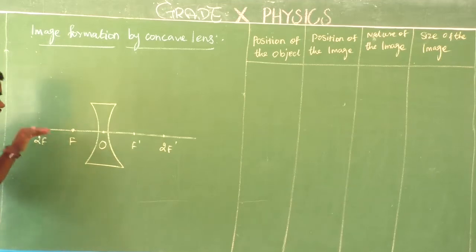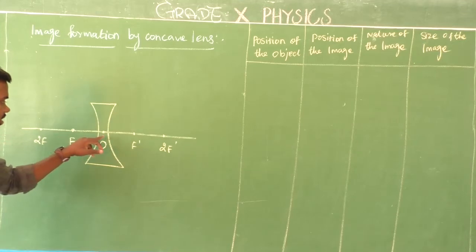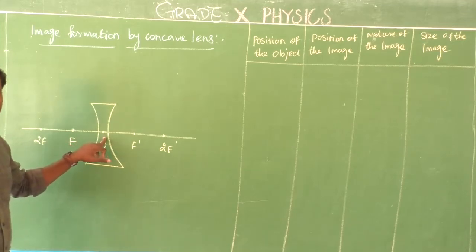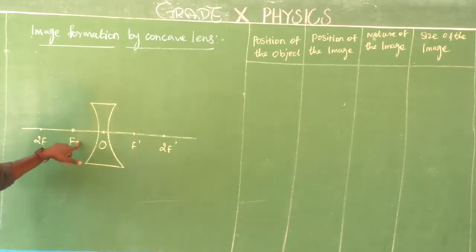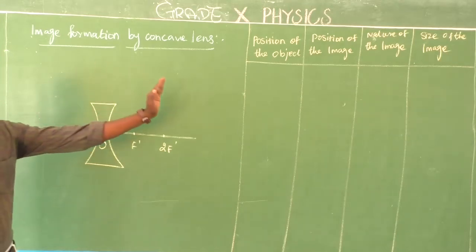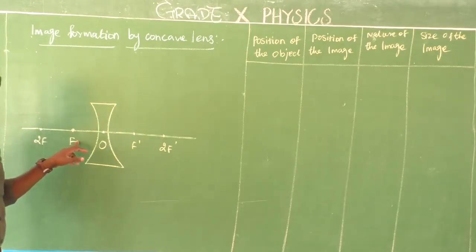Next, note my point. An imaginary line which passes through the optical center, what is that? Principal axis. Am I right? Yes. Next one, this is focus. In concave lens, the first focus will be on the left side of the concave lens. This is left side, that is right side. So left side of the concave lens.